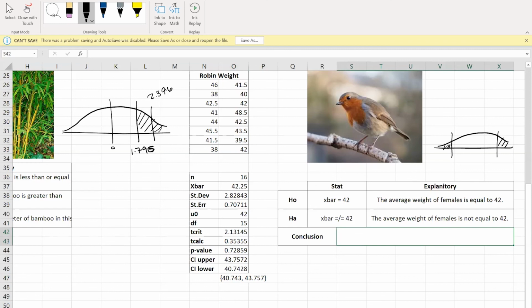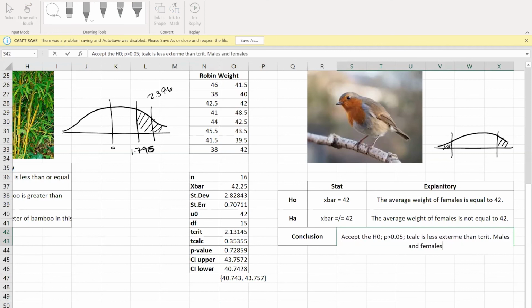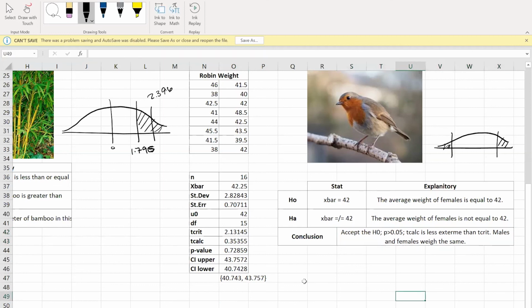But as it is, we can come to the conclusion that we accept the null hypothesis. P is greater than 0.05. T-calc is less extreme than T-crit. Males and females weigh the same. And that's it.